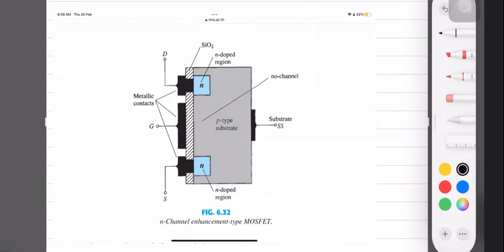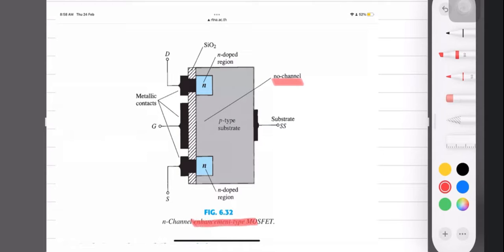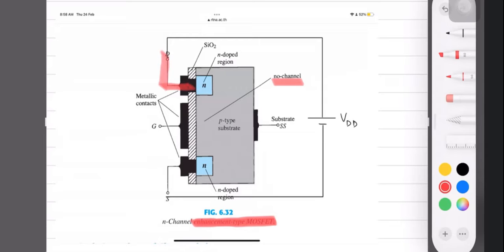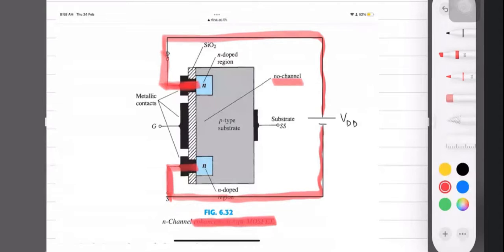So now if we see it, what we do is, because this is enhancement type MOSFET, so there is no channel here. अब देखो जैसे, if I apply a voltage here, okay, मान लो VDD अप्लाई की, this is drain, this part is drain, ये drain है, it is connected with this N, ये source है, it is connected with, एक तरह से इस तरह से है, okay.